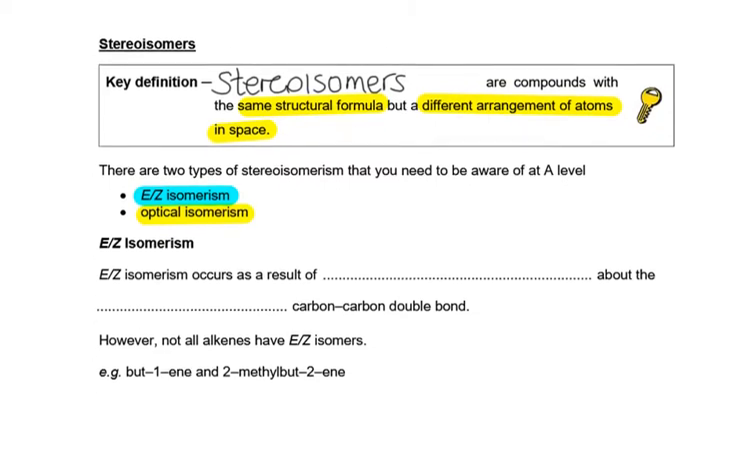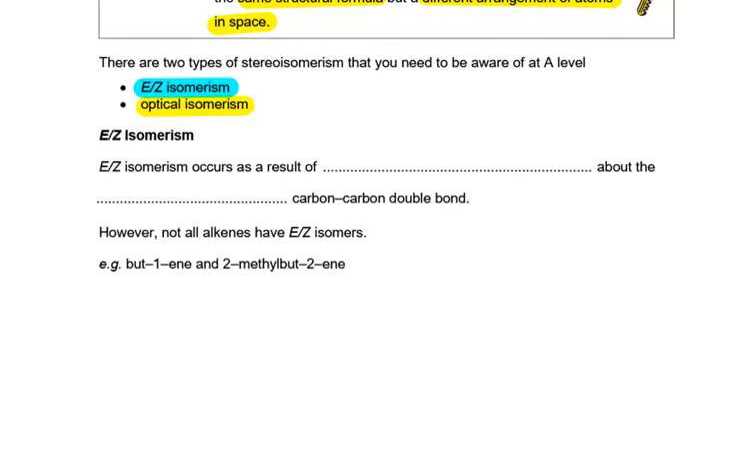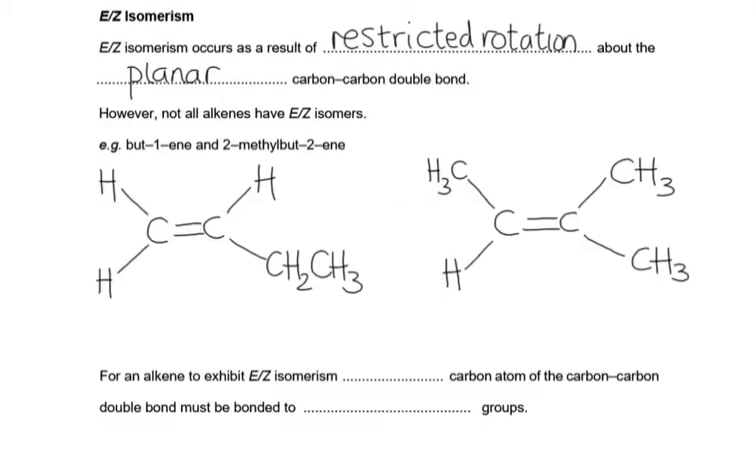Let's just remind ourselves about EZ. EZ isomerism occurs as a result of restricted rotation about the planar, so the flat carbon-carbon double bond. Not all alkenes have this type of isomerism. So just test yourself out, pause the video and see if you can draw but-1-ene and 2-methylbut-2-ene. So you can see I've drawn these out. On the left I've drawn but-1-ene and on the right 2-methylbut-2-ene.